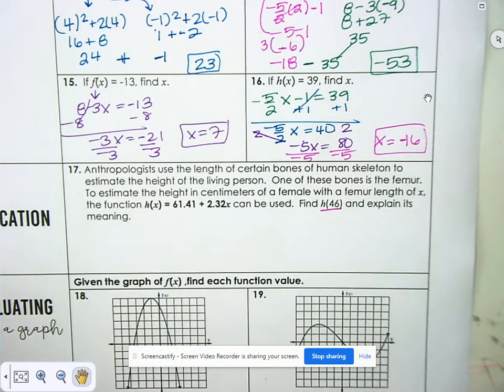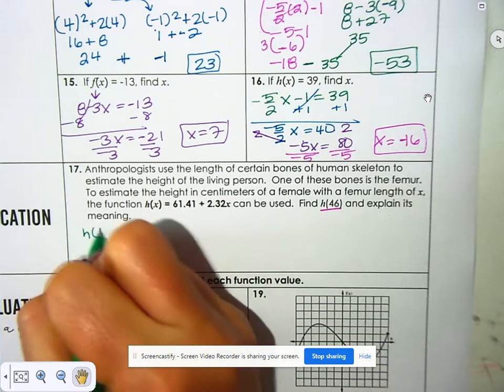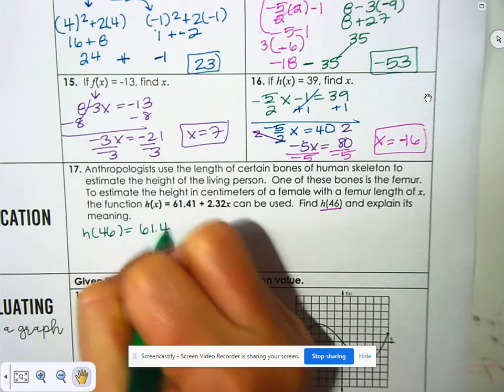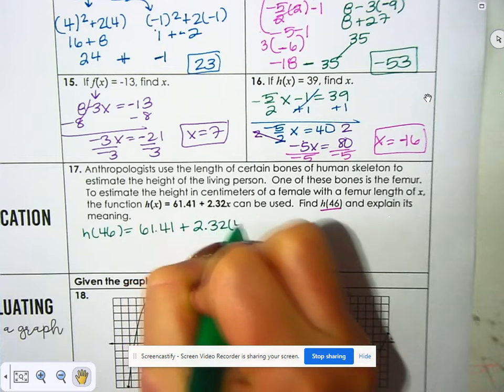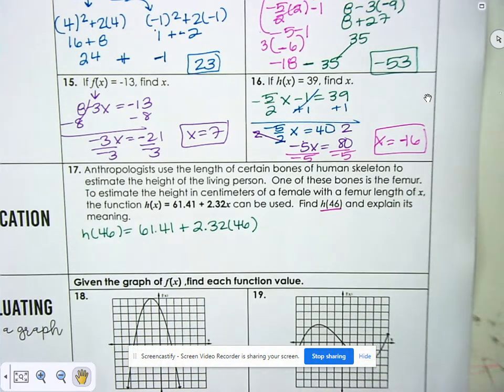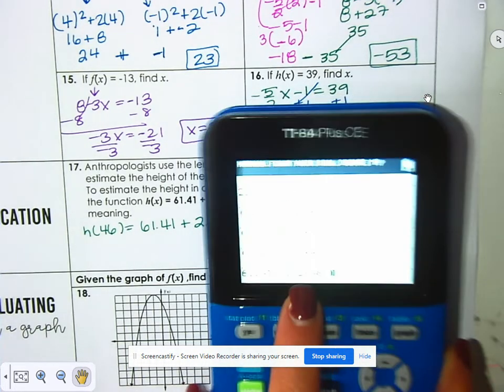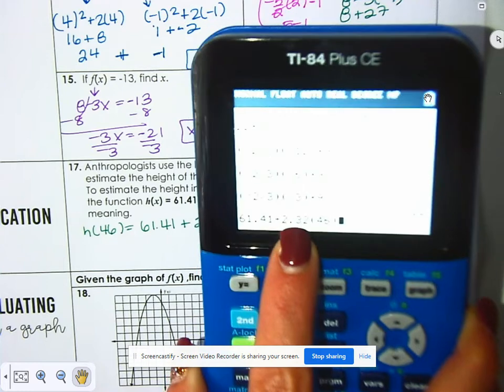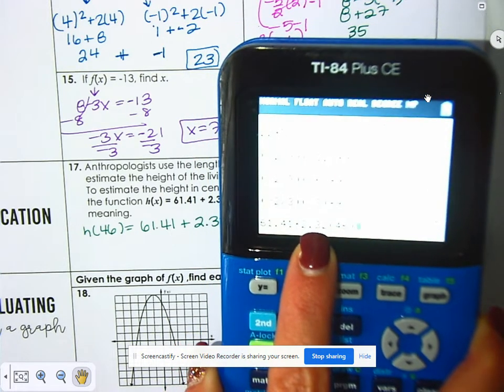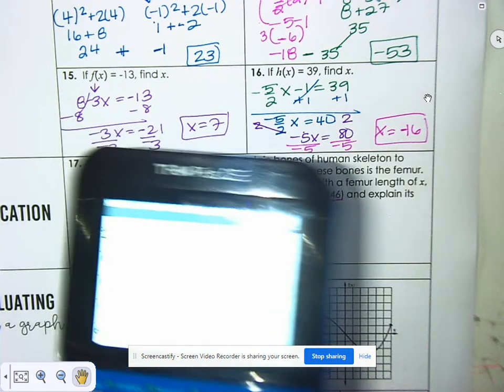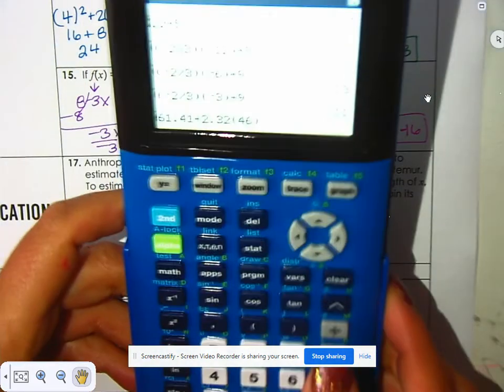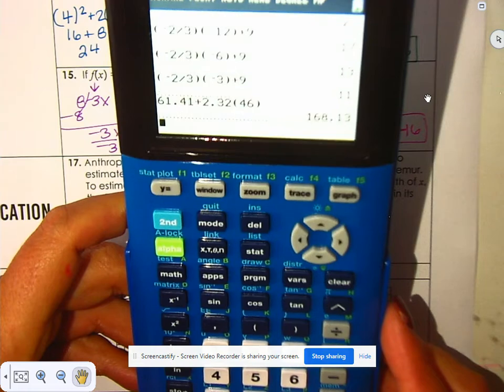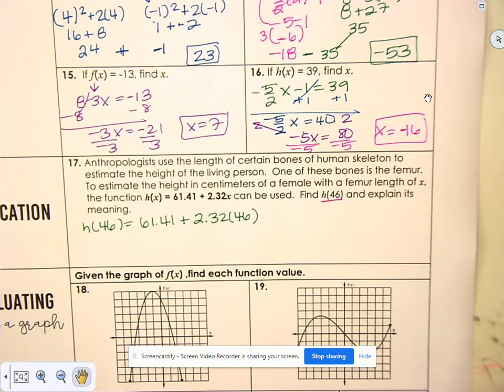Find h of 46. So that's where we're going to start. We're going to do h of 46 equals 61.41 plus 2.32 times 46. Y'all, I'm going to plug that straight into my calculator. The whole thing at one time. 61.41 plus 2.32 times 46. I know it's hard for you to see. There you go. And hit enter. And I got 168.13.